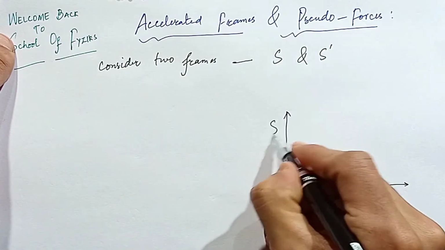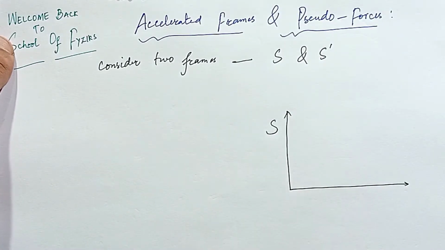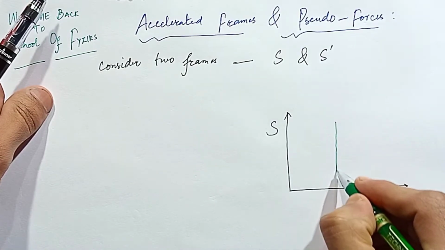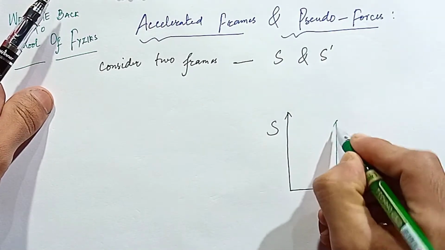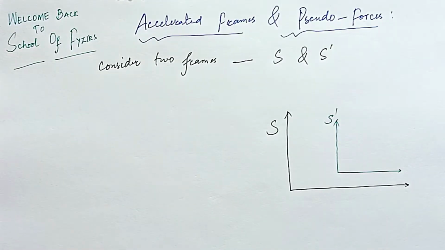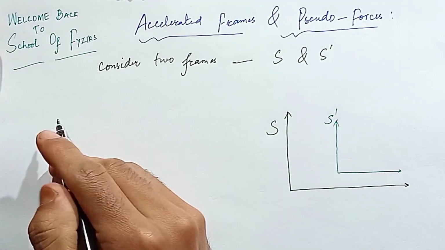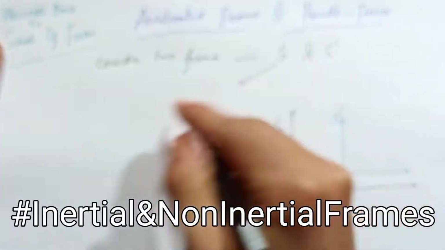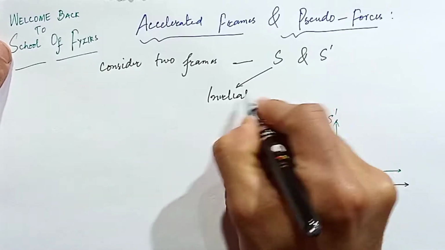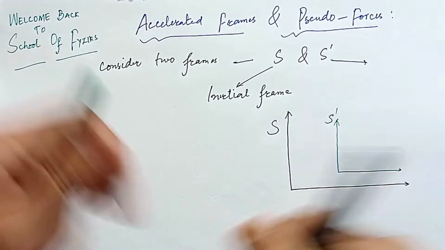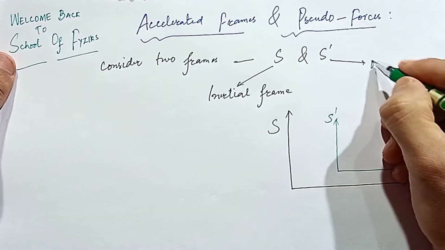So this will be frame of reference S, and another frame of reference will be this one. It will be S prime. What does that mean? We are considering two frames of reference. This frame of reference S is an inertial frame of reference, and this S prime is non-inertial.